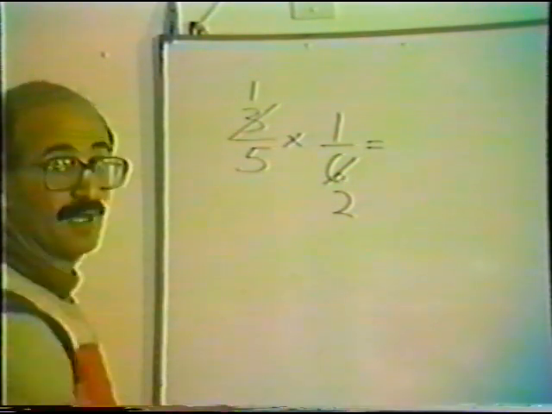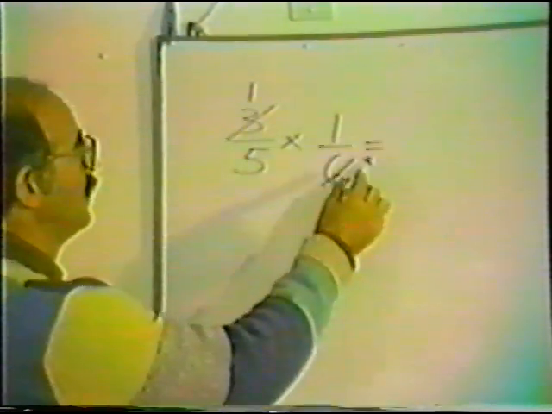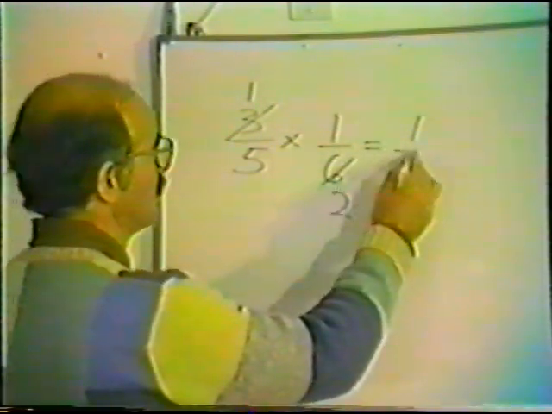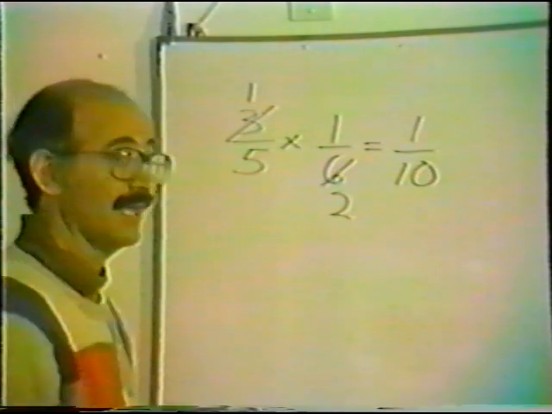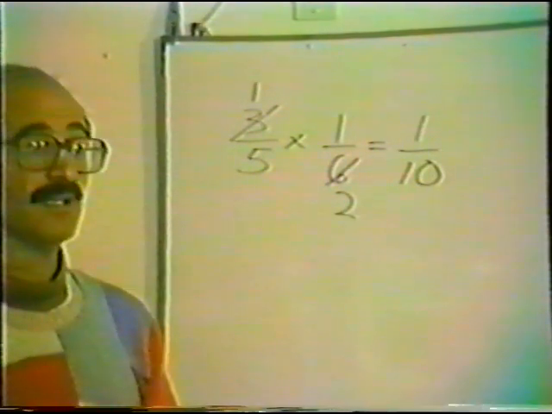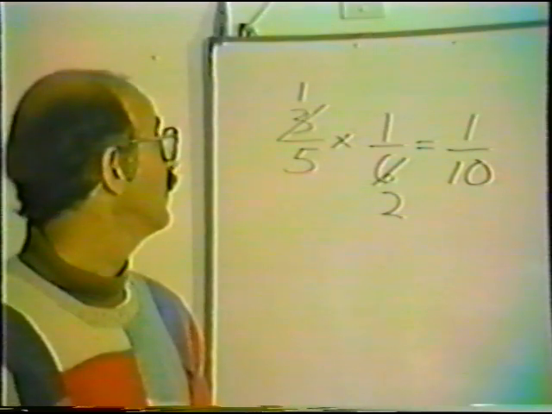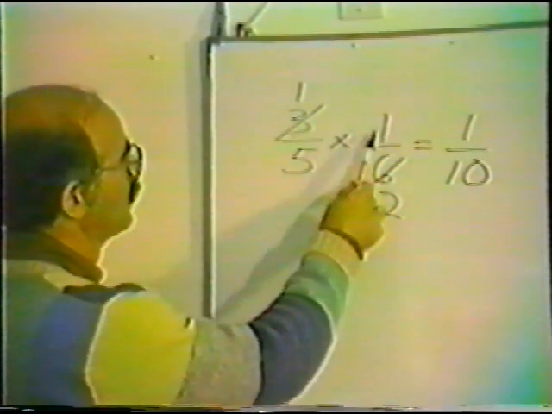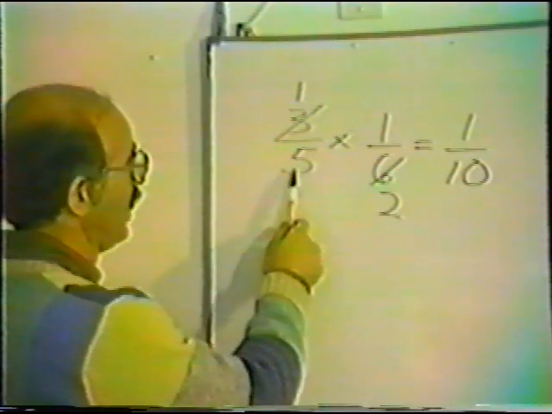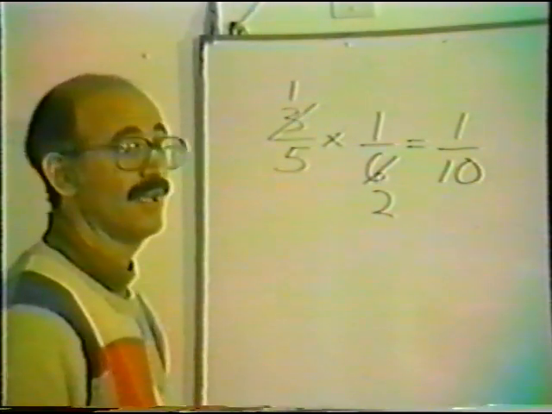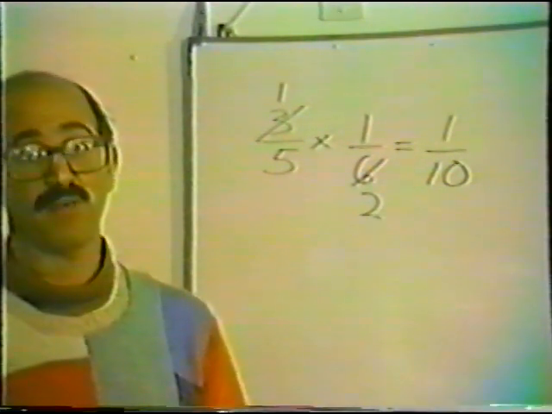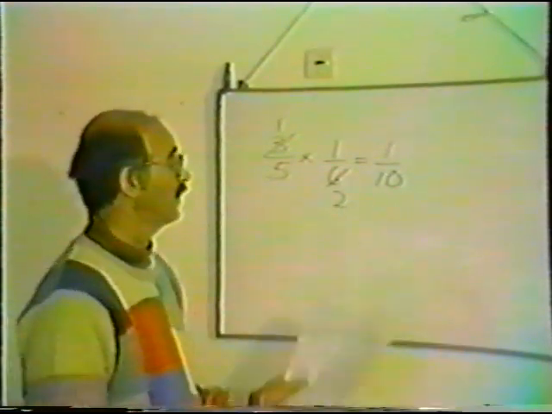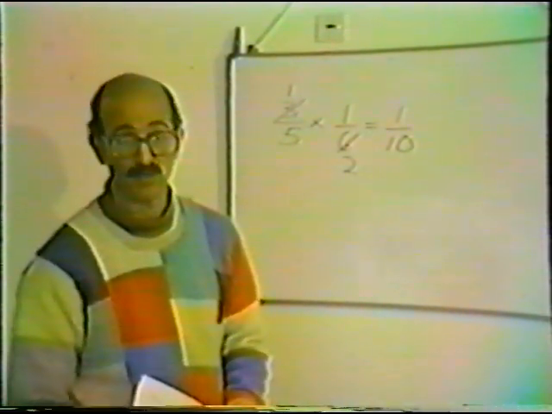Let's multiply across. 1 times 1 is 1. 5 times 2 is 10. And you will see that that answer is already in lowest terms. If we hadn't done it that way, we would have had 3 times 1 is 3, and 5 times 6 is 30, 3/30ths, and then we would have had to do the extra work of reducing that to 1/10. This is a much better way.